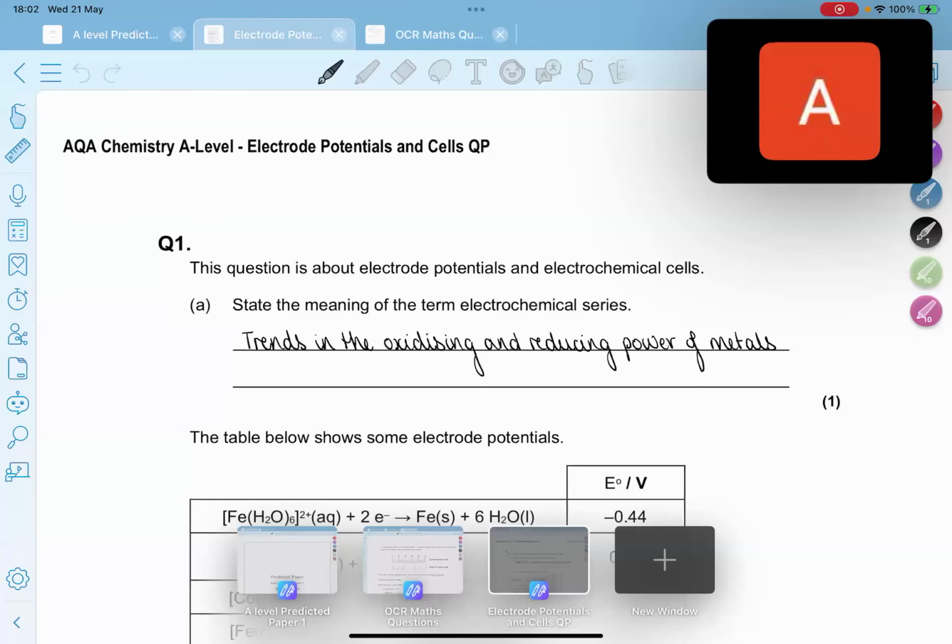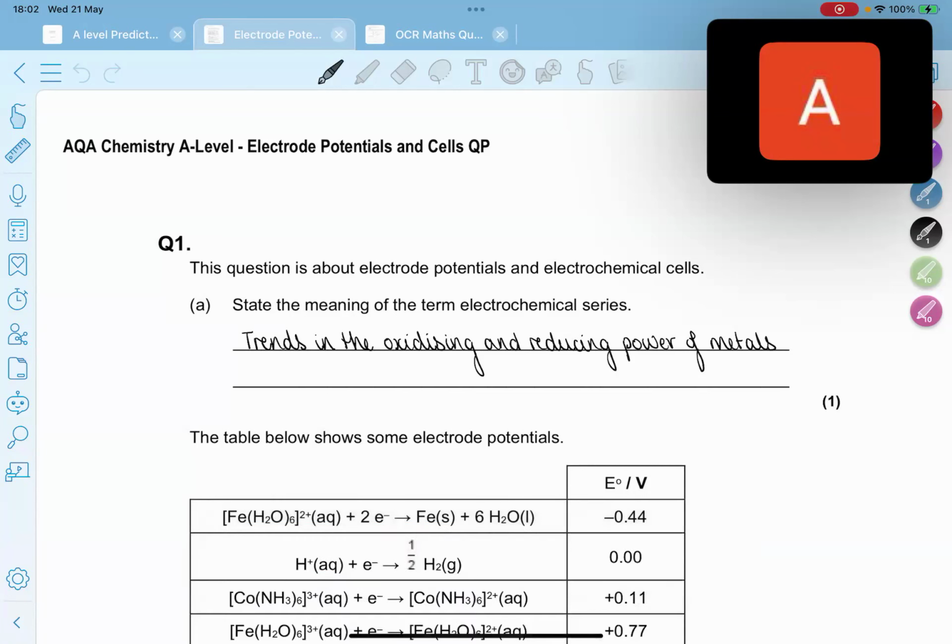This is the A-level part on electrode potential and cell potential. The question is about electrode potential in the electrochemical cell. State the meaning of the term electrochemical series, right? So the electrochemical series shows trends in the oxidizing power of the metals, or the reducing power, whatever, right?